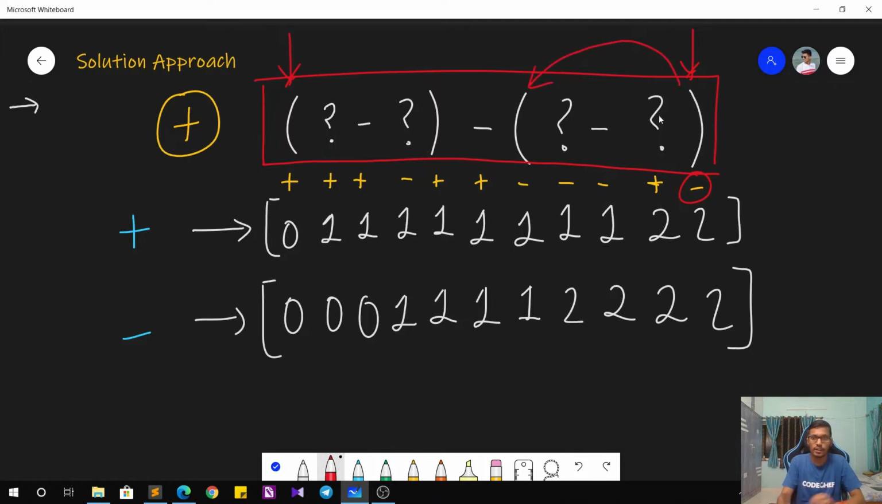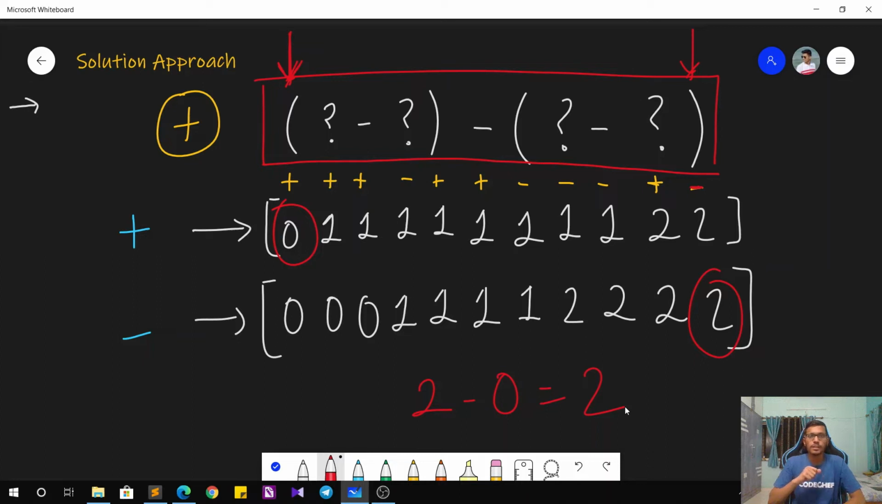Over here, because it is minus, I take the value from here, that is 2. And because this is the leftmost index and it lies in the plus half, I take the value from the plus array. I just have to subtract these both, that is 2 minus 0, that is 2, and that gives me the maximum possible value of this whole string.